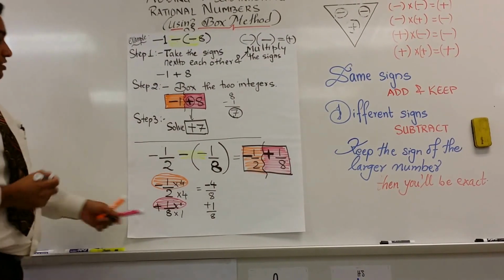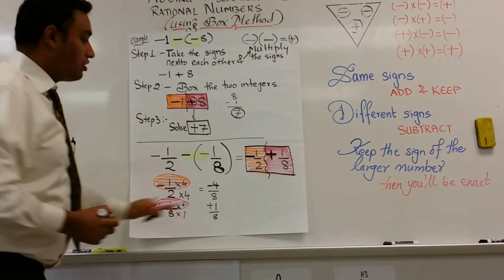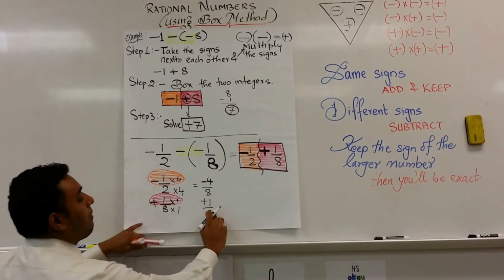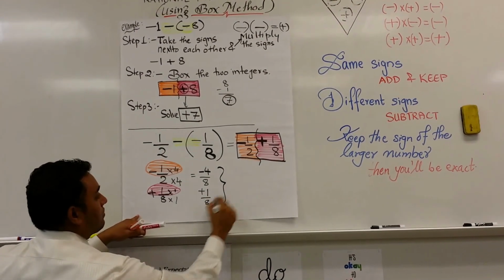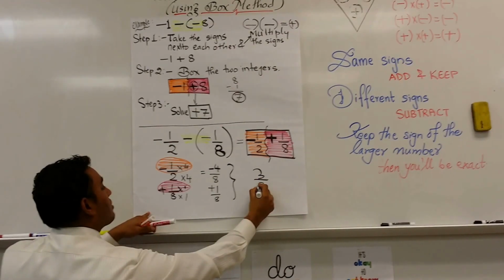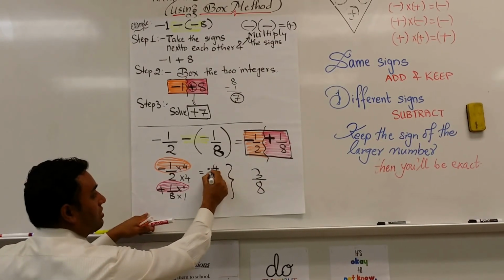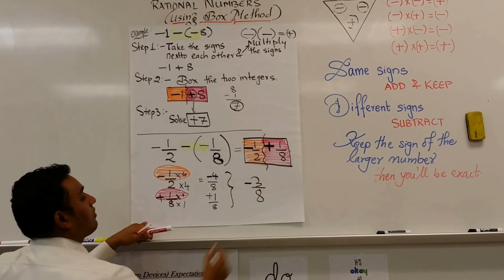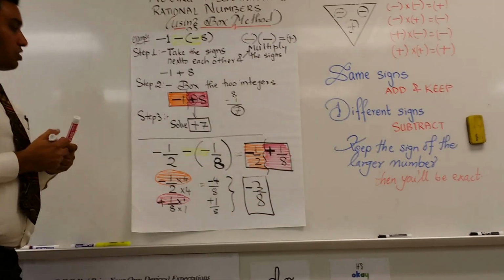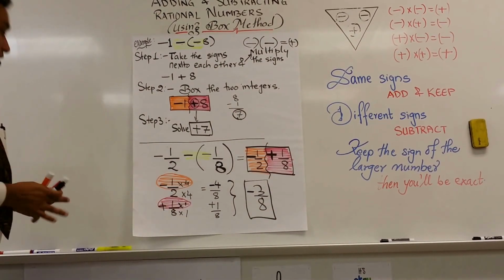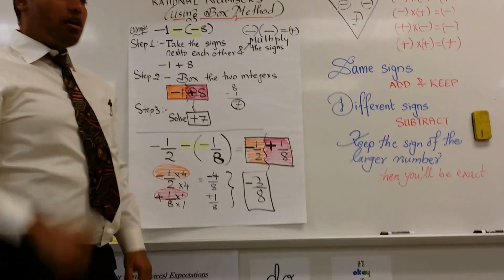So when you solve this, two different signs, again, same thing, different signs, subtract. So you have 4/8 and 1/8, you subtract. When you subtract 4/8 and 1/8, you get 4 minus 1 is 3/8, sign of the larger number. The larger number was 4, the sign is negative, so the answer is negative 3/8. So you use the same strategy and using the box method, life becomes much easier. Thank you.